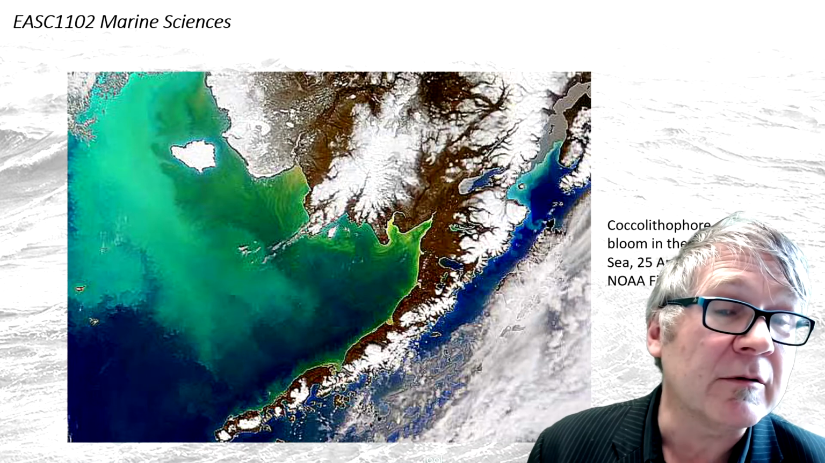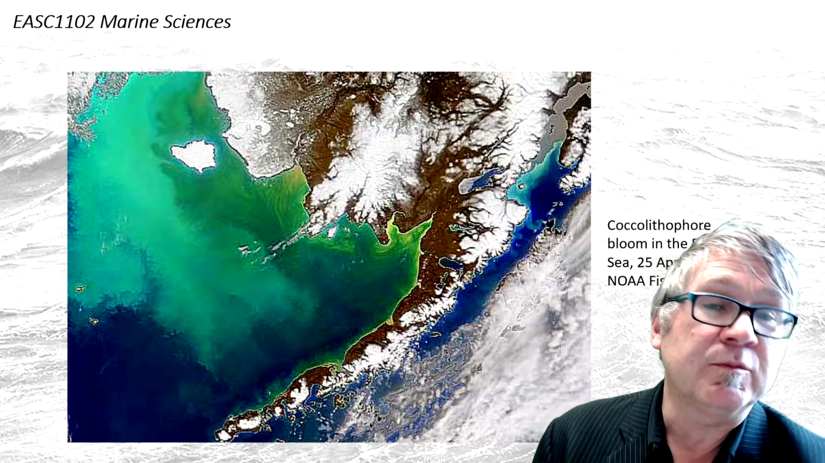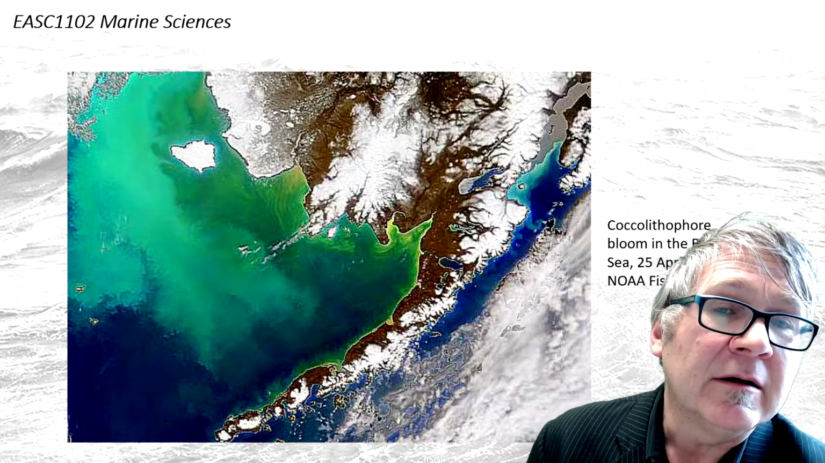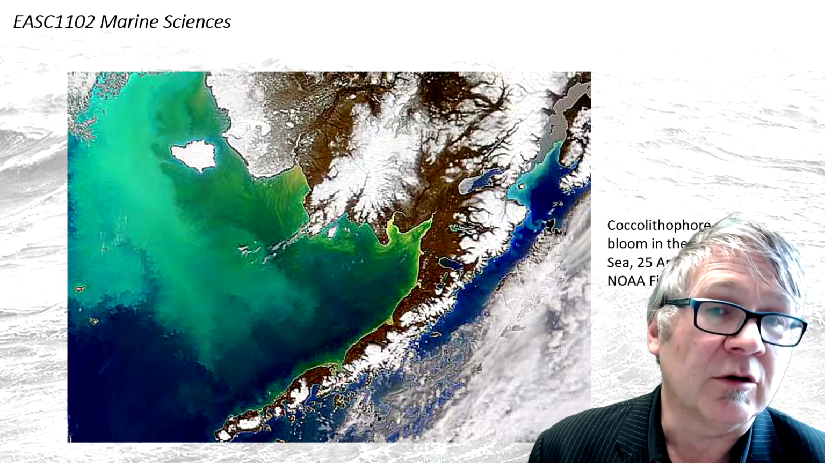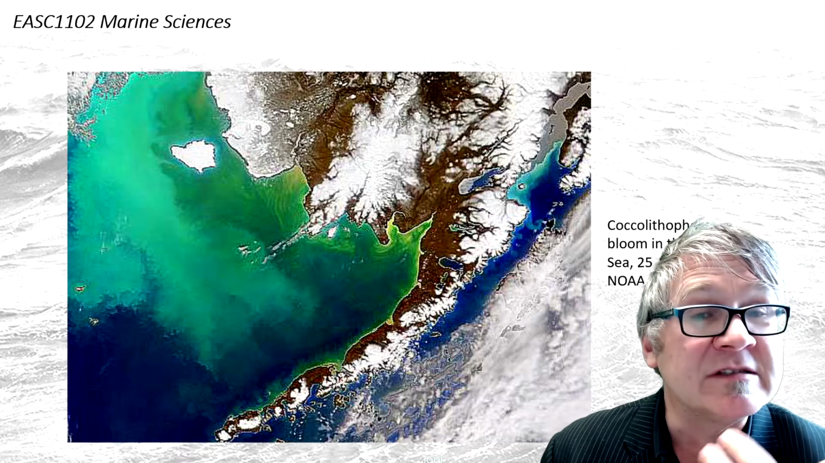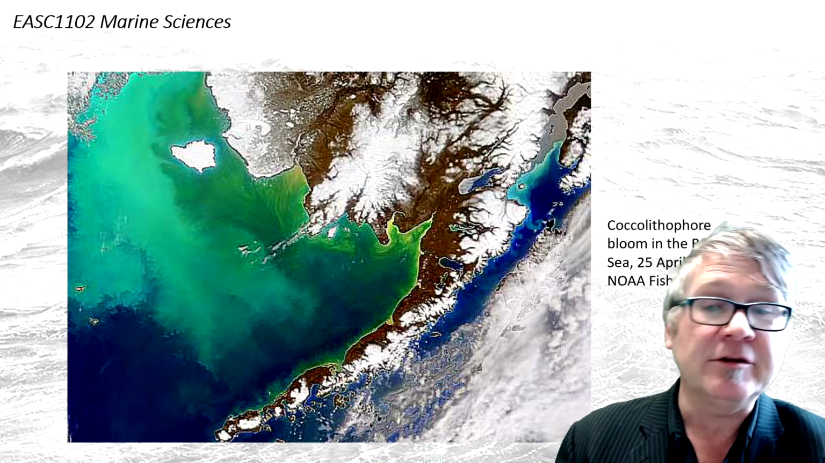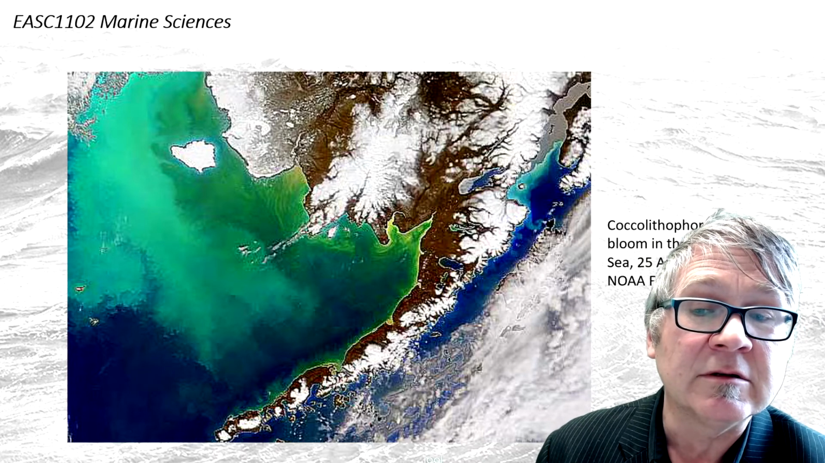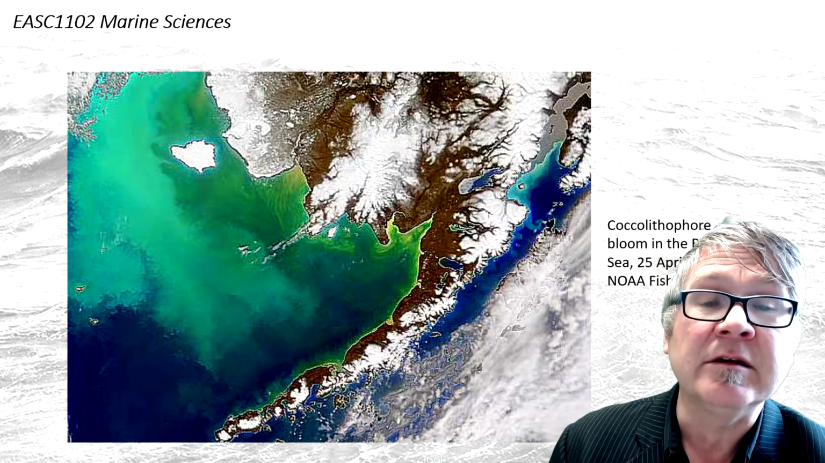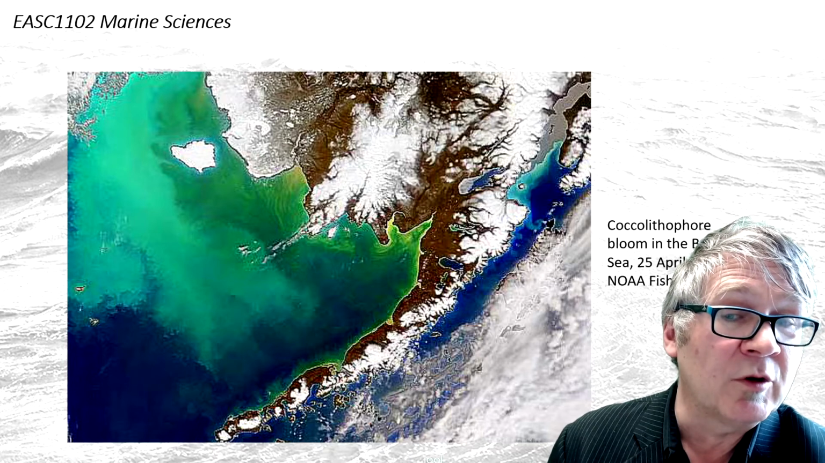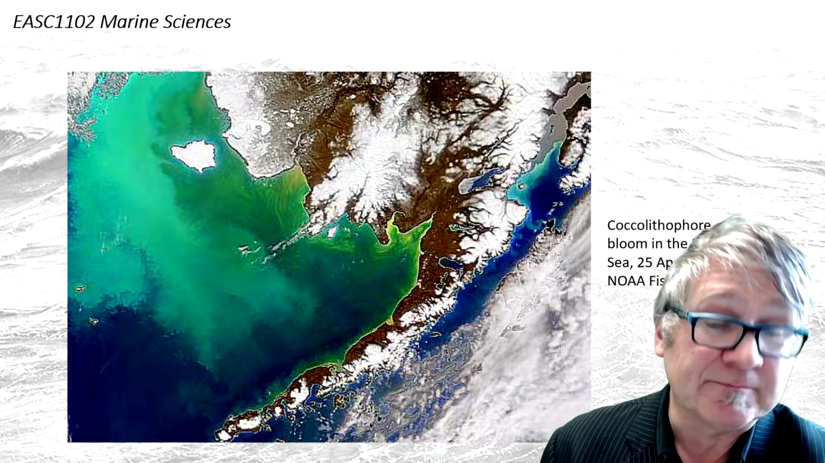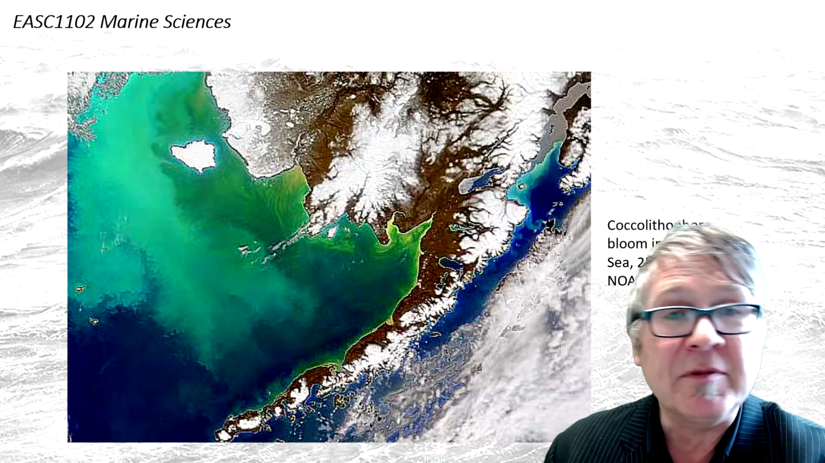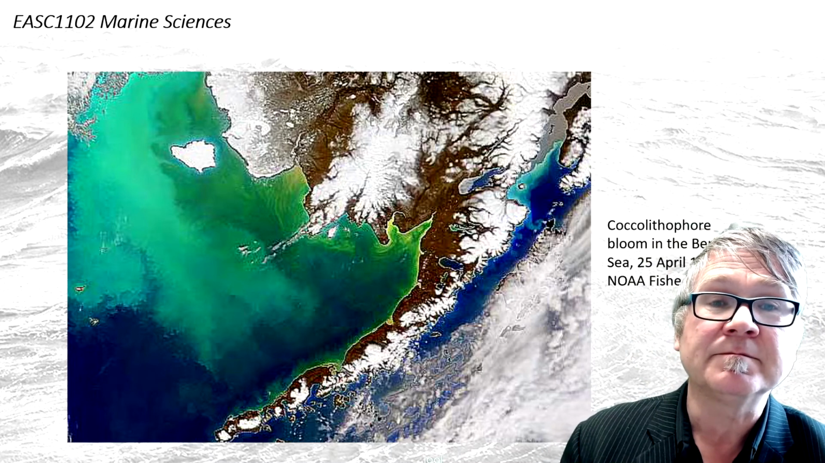The bad thing that can happen is that this bloom can trigger lots of bacteria, so-called decomposers, to decompose this organic matter, and by doing that actually use up all the dissolved oxygen. It can create dead zones in the ocean. So this is always worth remembering, that plankton blooms can be good or can be bad.